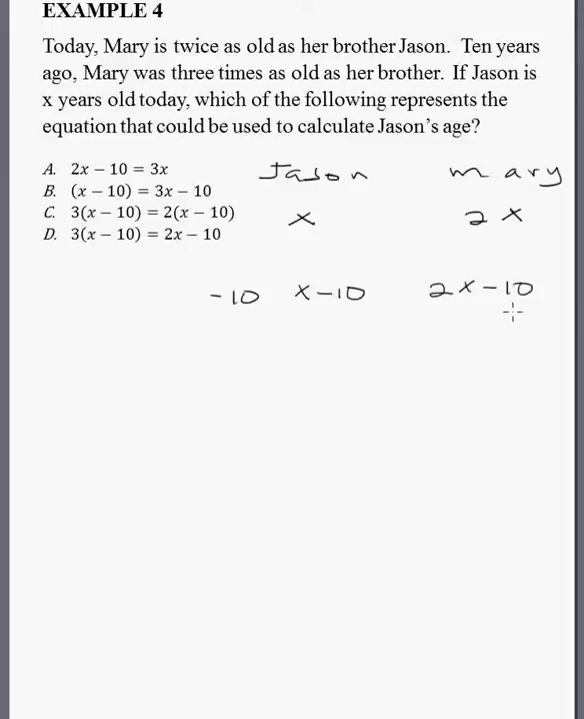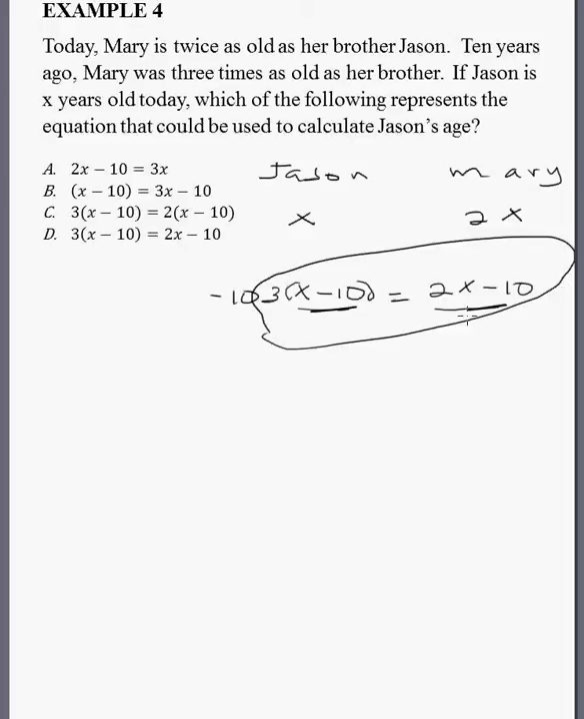But what happens 10 years ago? 10 years ago, this person was 3 times as old as the other. That means if we multiply this guy's age by 3, it should be equal to this. And that is all you got to do, like that. Yeah, 3 times (x minus 10) is equal to 2x minus 10. So you go back to your solution and look at which of them satisfy the requirement. At times, the solution they probably will simplify, but in this particular case, it was straightforward. So your answer choice is D. You just have to set it like this.